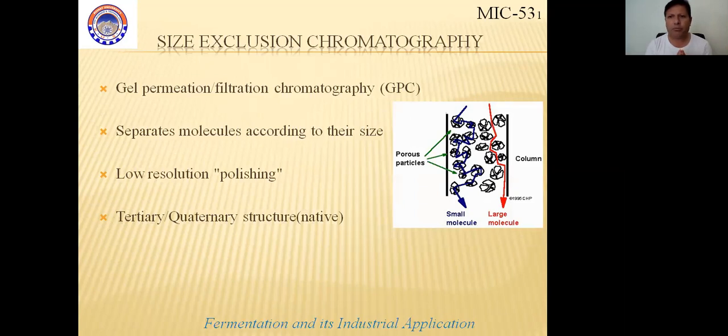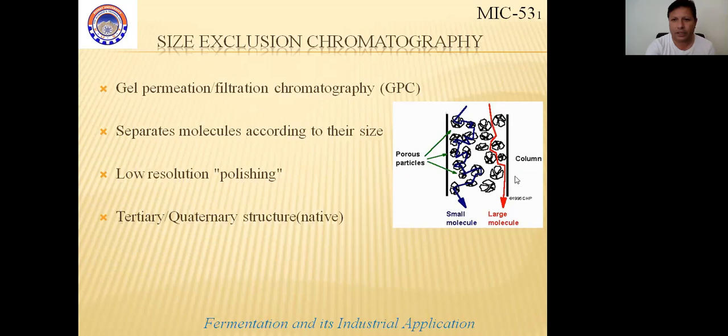The beads are porous. In the column, the beads which are present inside the column are porous. So what happens? Beads are packed in the column, and we will pass a solution from the upper side of the column with a mobile phase. So all molecules will move downward with the mobile phase. But small molecules will go inside the pores of the beads.